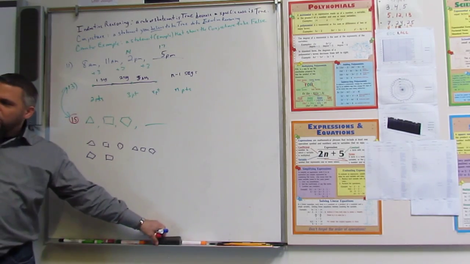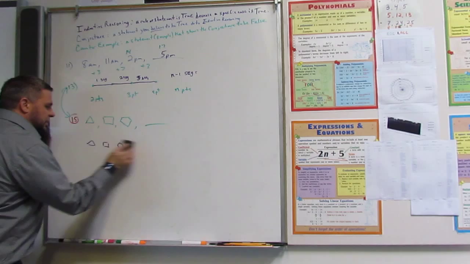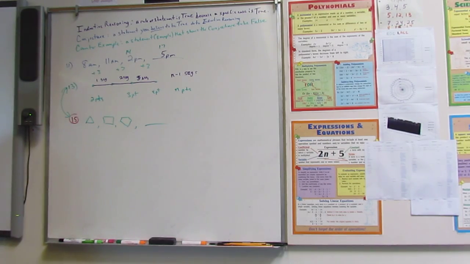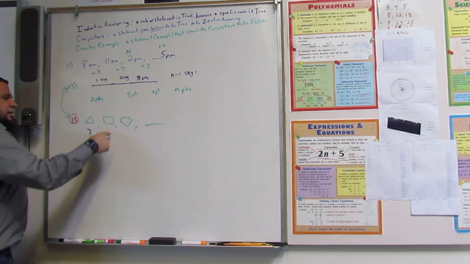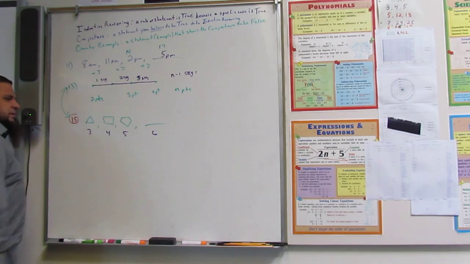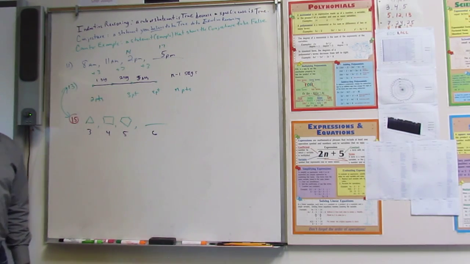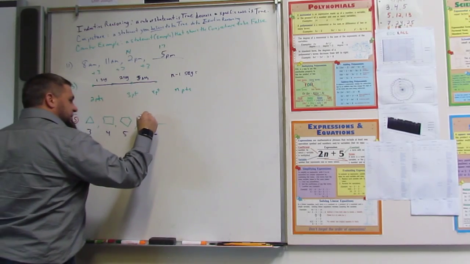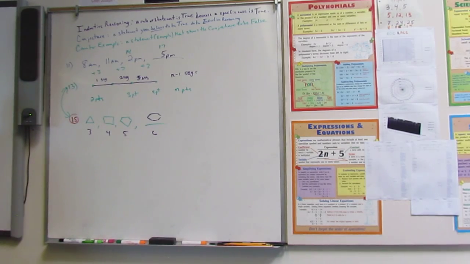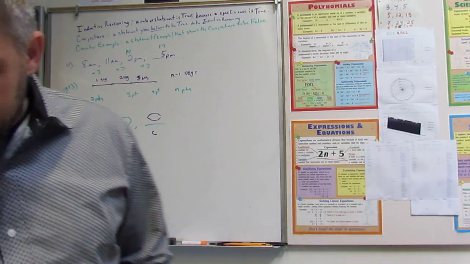But what are they trying to say here? They're trying to say, how many sides does a triangle have? 3. How many sides does... 4, 5, 6. What is a 6-sided figure? A hexagon? A hexagon? Okay? Right? And so that's what they're looking for. Does that make sense? Okay? Next.